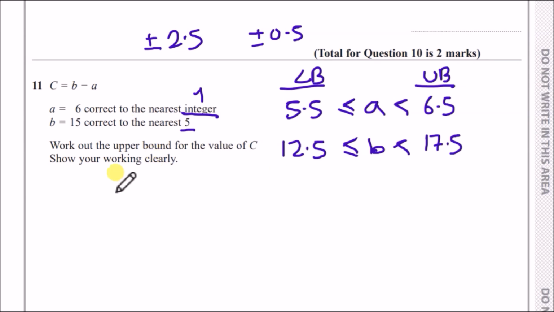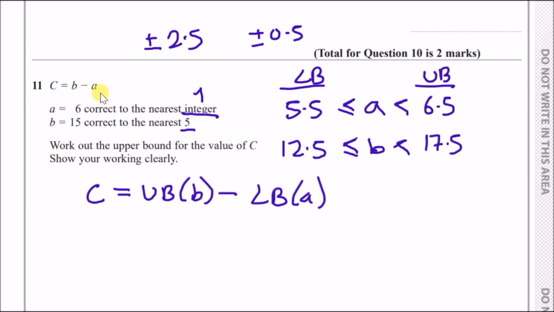Now, let's solve the actual question, yeah? So they want us to work out the upper bound for the value of C. Alright, an upper bound. Now, when you're subtracting things, yeah, to work out an upper bound, what it wants you to find is literally the greatest distance it can be. Now, to get the greatest distance, you need to get the biggest possible value of B and the value of A which is furthest away, in other words, the smallest value, yeah? So it's going to be C equals the upper bound of B minus the lower bound of A. So we just put this in a calculator.